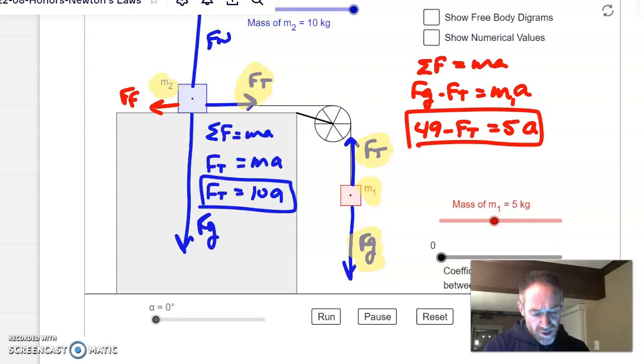Okay, we're back. Now, for the one that's on the tabletop, I said sum of the forces equals ma. I only looked in the x direction because that's the direction of the acceleration. And the only force I have there is tension. Now, if there was friction, I would go minus friction here, but that isn't there. So I'm going to get rid of that.